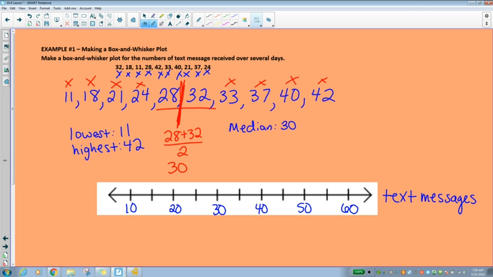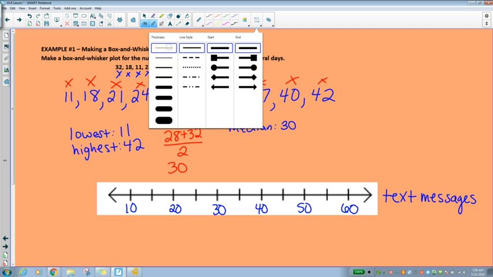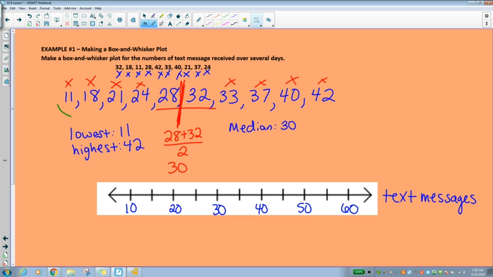Okay, that's going to be the important number for my box and whisker plot. Now that I have the median, I can go ahead and find the middle of the lower half, or Q1. So the lower half is from 11 to 28. 28 is included because 28 is not the middle. It's not the median. 30 was. The little line was. So I'm going to cross this off.